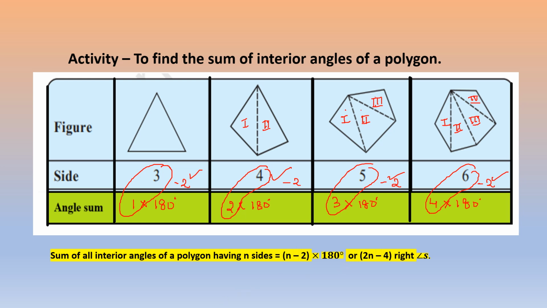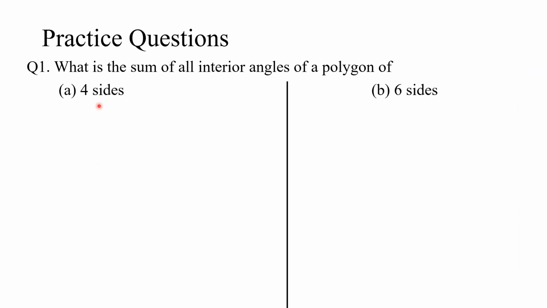Okay, and this formula can be written in another way also, which is (2n minus 4) into right angle. Right angle means 90 degrees. Okay, so there are two formulas to find the sum of interior angles. One is (n minus 2) into 180 degrees, or you can use (2n minus 4) times right angle. Now we will solve a few questions based on the sum of the interior angles of a polygon.